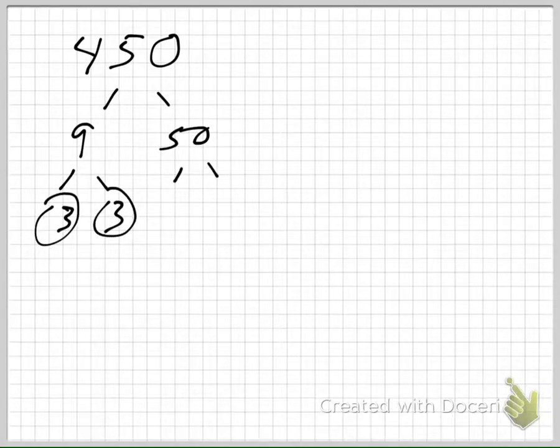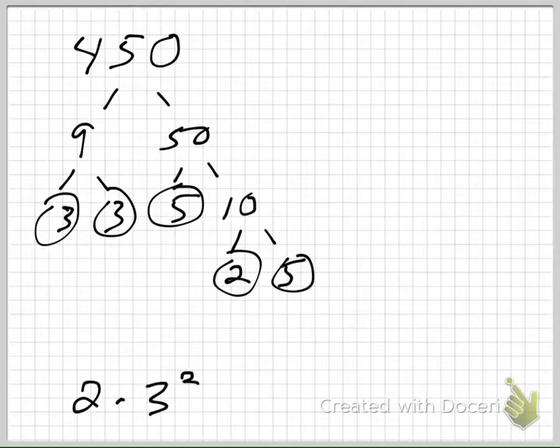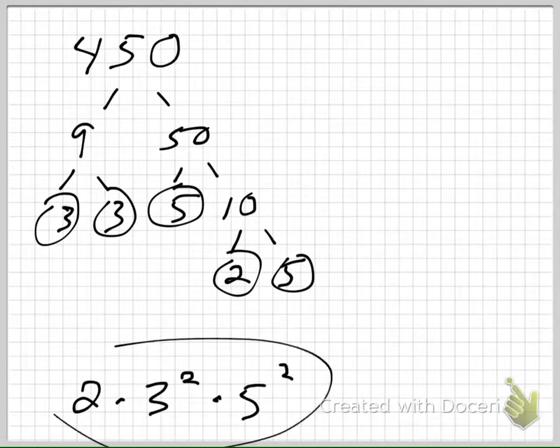50. What could I do here? I could choose 2 and 25. I could choose 5 and 10. Which one do you want to do? It doesn't matter. 5 and 10. Are either of those prime? 5 is. What about 10? 2 and 5. Here we go. Prime factorization of 450 is 2 times 3 squared times 5 squared.